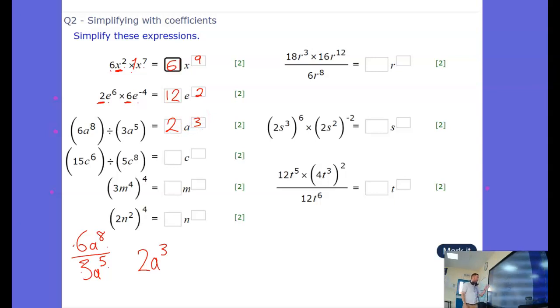Okay, so the coefficients you divide as normal. The powers, when we divide, we subtract. So make sure you're just separating the coefficients from the bases, if that makes sense.